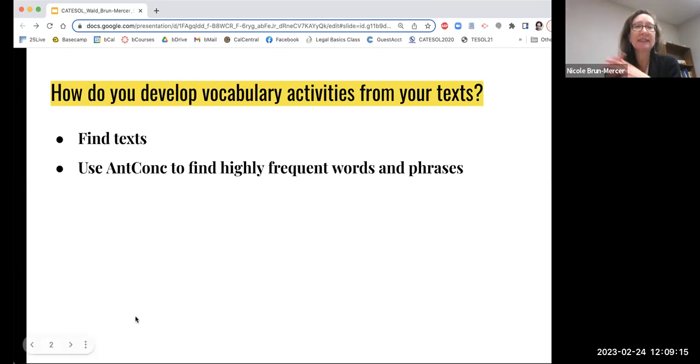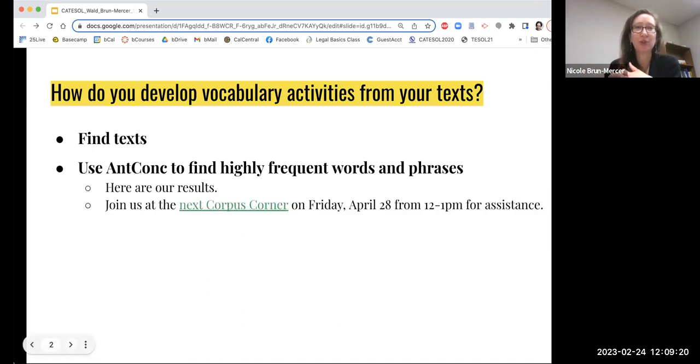And if you're interested in seeing what that step looks like, you are welcome to join us for a future Corpus Corner. We meet typically every last Friday of the month from 12 to 1. We're skipping March because of TESOL. So please feel free to join us in April or May or whenever you get a chance, and we would be happy to walk you through those steps in AntConc. But today we're just going to be sharing with you what came out of AntConc when we put our text into it. And then we're going to have lots of time to do those activities here in our workshop.